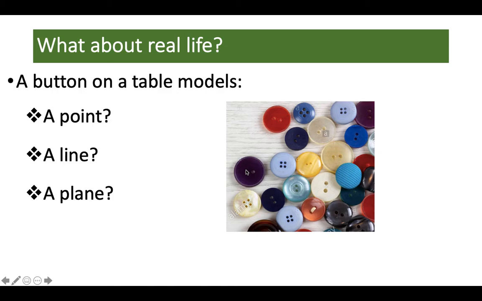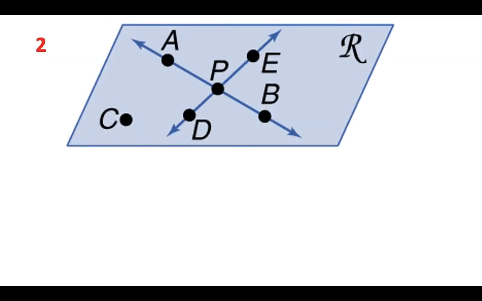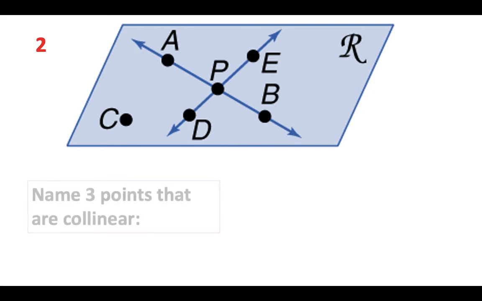Now, what about buttons on a table? Well, if you were zoomed in really close, you might say, oh, well, that's a plane. But if you zoom out really far, it's just a little dot on a flat surface, right? So that's a point.